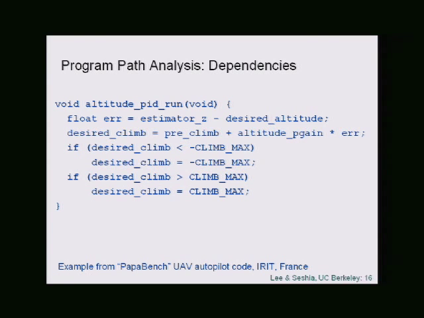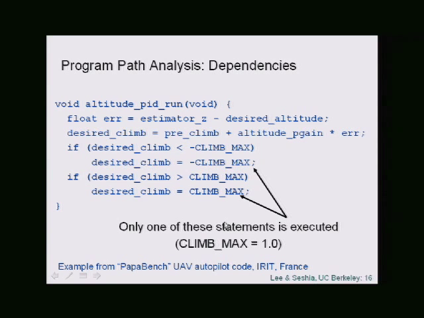Just to convince yourself of that, assume that both of these conditionals become true. This means that desired climb was initially less than minus 1. So you set it to minus 1, which means it cannot be greater than 1, and so this assignment cannot be executed. If climb max is any non-negative number, then you will only execute one of these two assignment statements, which means one of the four paths is infeasible. The remaining three paths are all feasible. But if climb max is negative, then in fact you have four feasible paths.